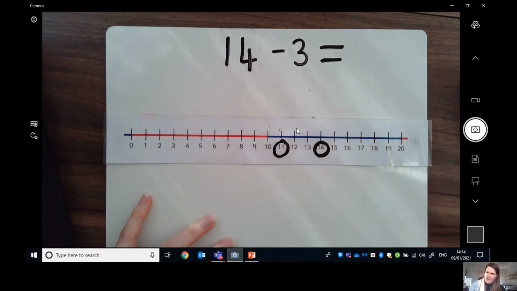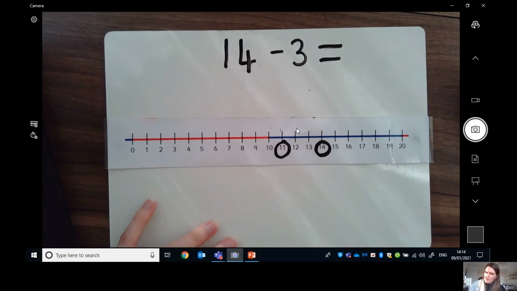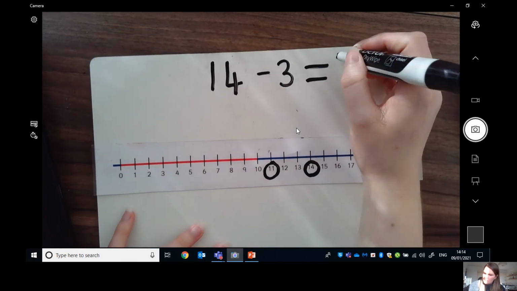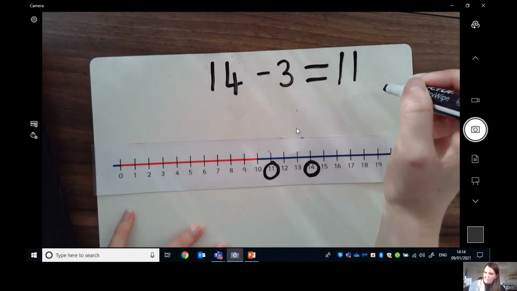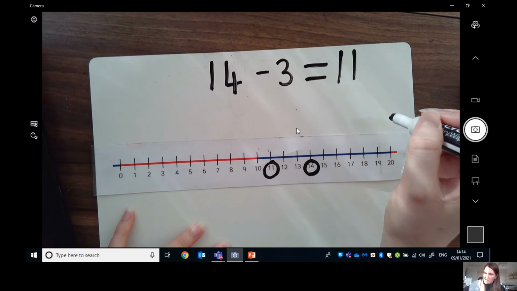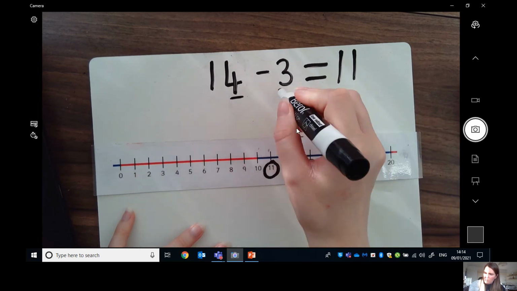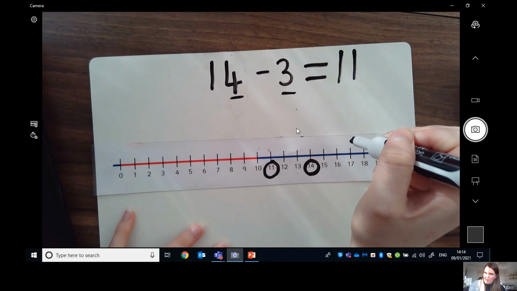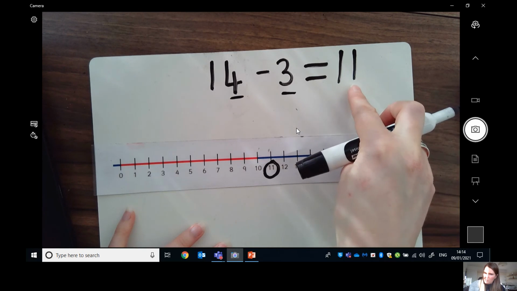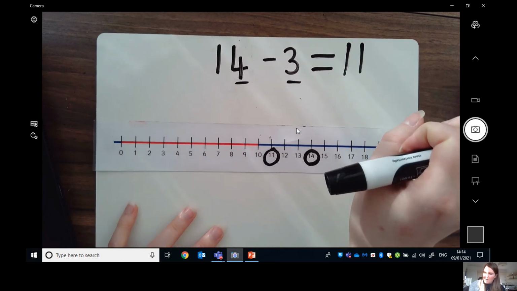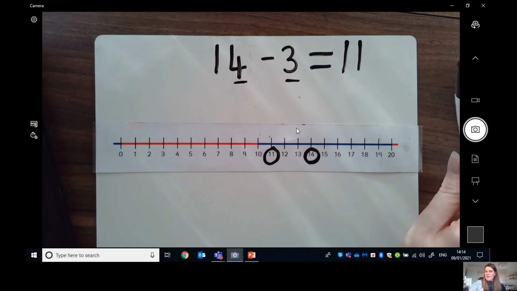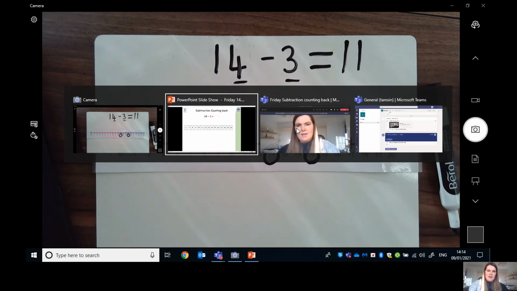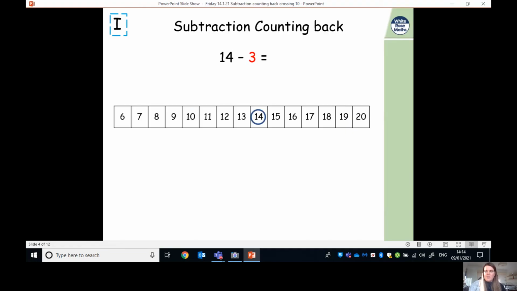3. Fantastic. I made my 3 jumps. 14 minus 3 is 11. If you wanted to have a double check of that, you could easily do 4 minus 3, which we know is 1. Okay, 14 minus 3 is 11. Fantastic. Let's have a look at that in action. We circled our 14. We made 3 jumps and our answer was 11.